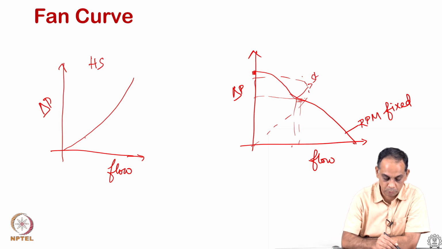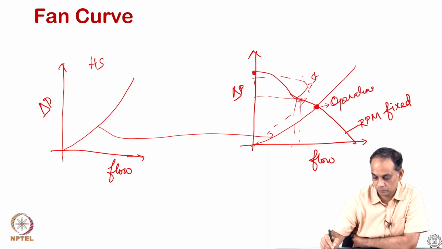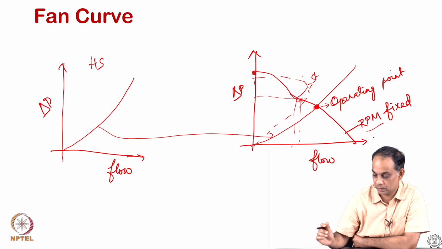So now superimposing this here, this is the device or heat sink curve, and where it crosses over and meets, this is called the operating point of a heat sink. And depending on whether the fan is able to deliver a certain mass flow rate or not, one has to either increase the RPM or change its size.